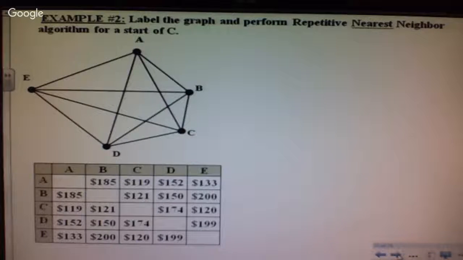How much money does it cost to go from A to B in this graph? 185. I need to go A to C. So that's 119. A to D, 152.